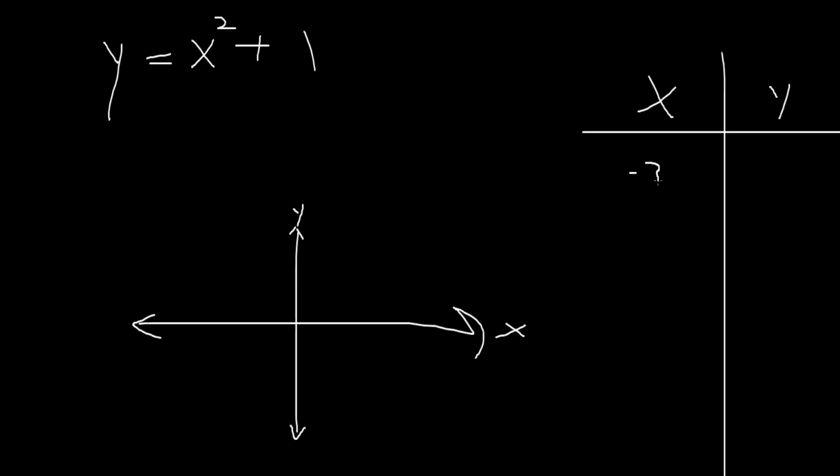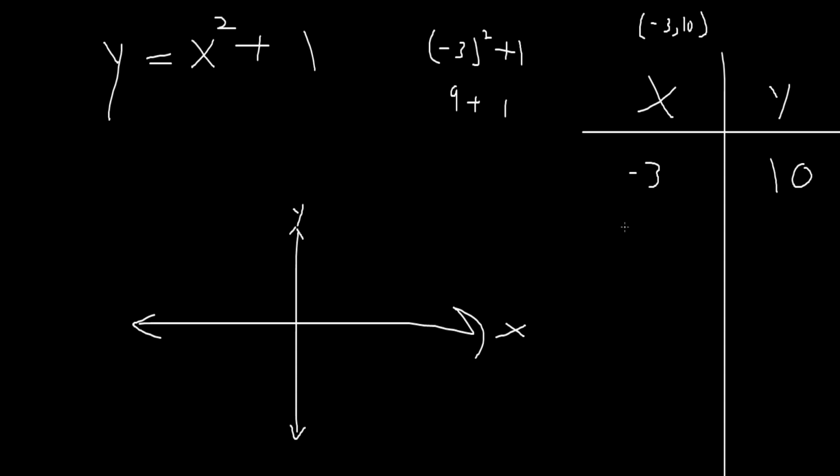So that means that whatever x is will tell us what y is. So let's say we plug in -3. Okay, so -3 squared plus 1. So -3 times -3, that's 9. 9 plus 1 is 10. So we know that the coordinate point -3, 10 is on our graph.